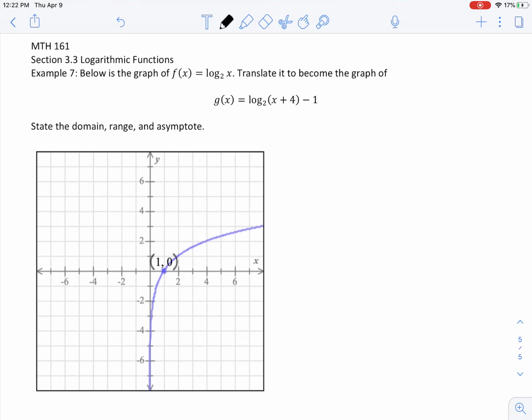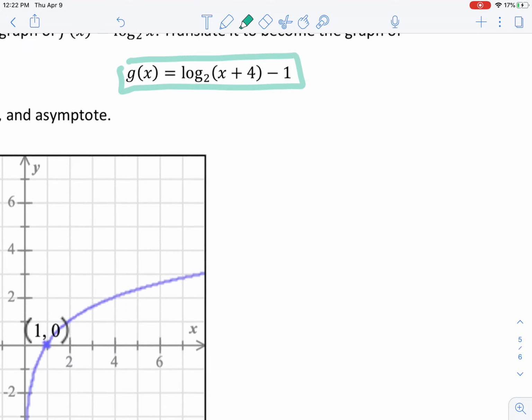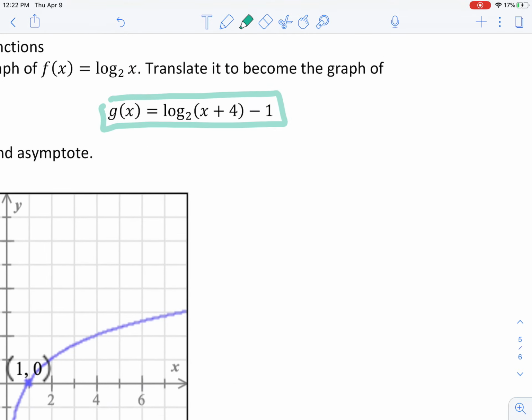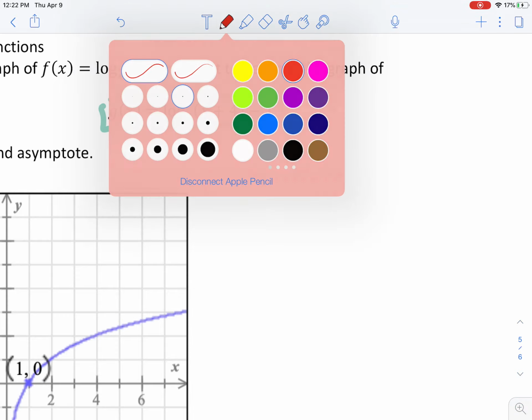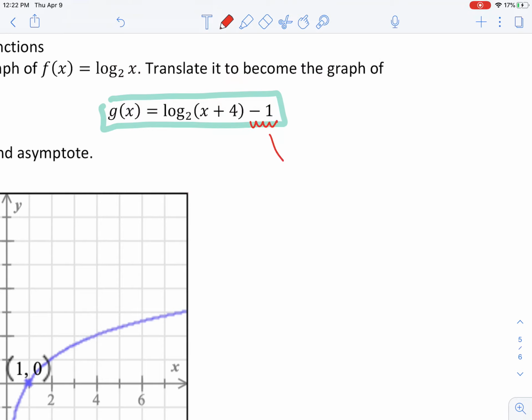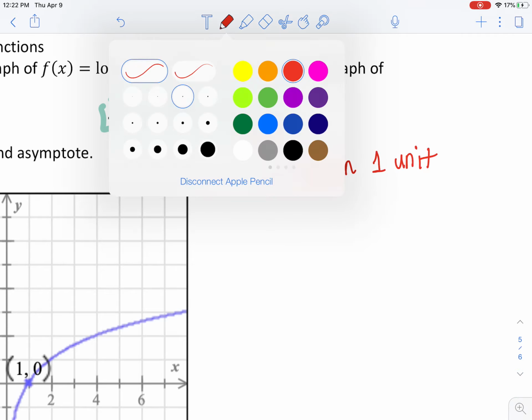Below is a graph of f of x equals log base 2 of x. We graphed it before. We know how to make this. But look at that, they want you to translate it. They want you to move it so that it becomes a graph of log base 2 of x plus 4, minus 1. So let's talk about this transformation. Subtracting this 1 will move the graph how many? Down 1 unit, right? Subtracting 1 outside will shift the graph down 1 unit.